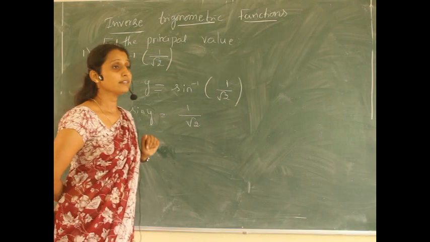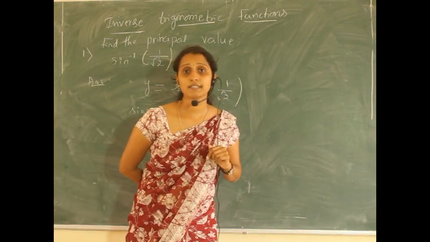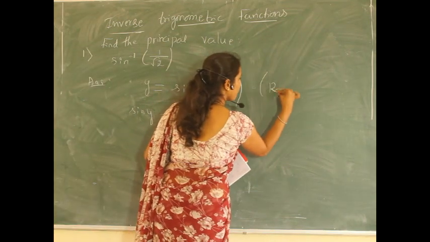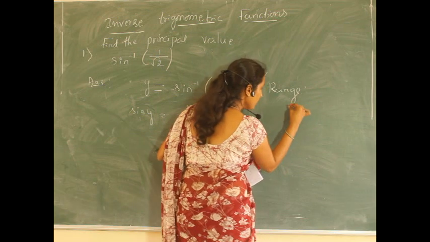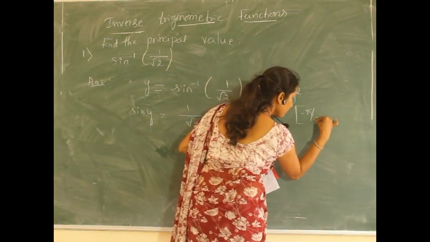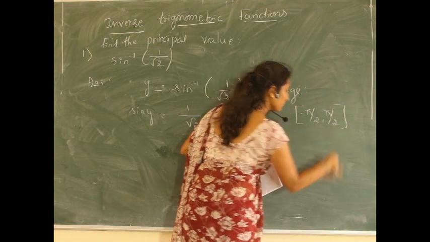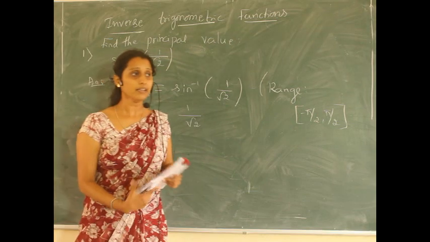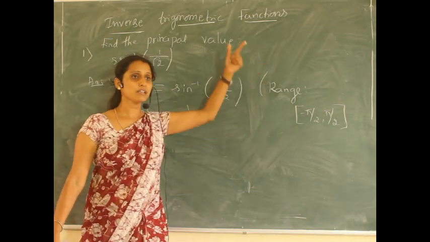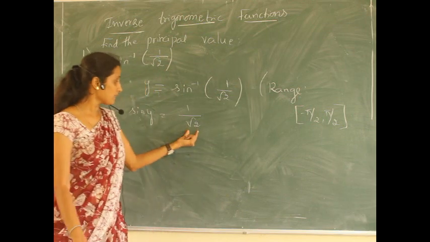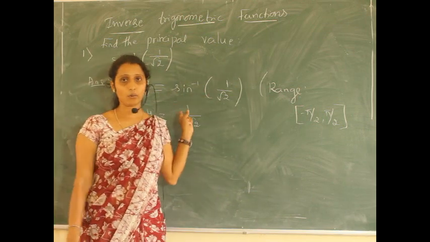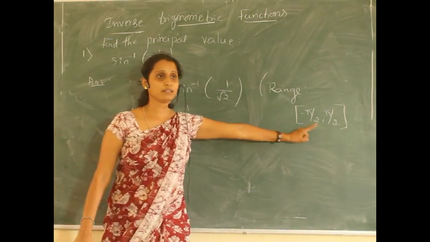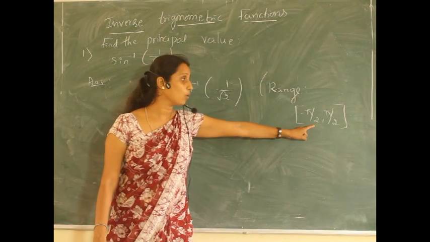But we know that the range of the sine inverse function is always the closed interval minus pi by 2 to pi by 2. Closed interval minus pi by 2 to pi by 2 means minus 90 to plus 90 degrees, that comes in the first and fourth quadrant. Sine is positive in the first and second quadrant. So we cannot consider the value in the second quadrant, because the range is only in the first quadrant.